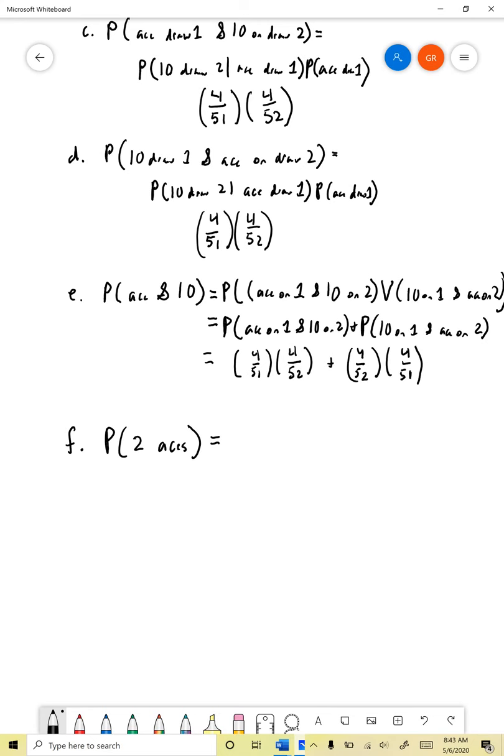Well, this is really a conjunction. So we can think of this as the probability of ace on 1 and ace on 2. And then we can use the general conjunction rule, which we've used before. So the probability that we would get an ace on the second time, given that we got an ace on the first time, times the probability we'd get an ace on the first time.